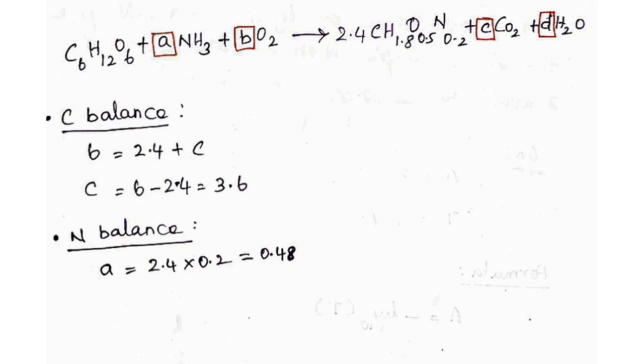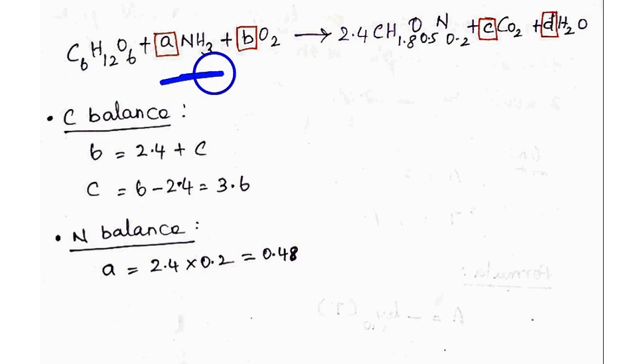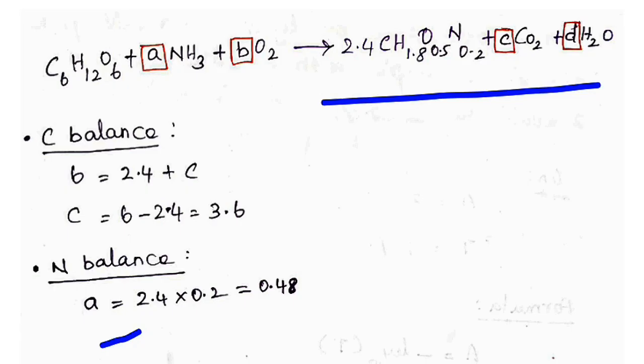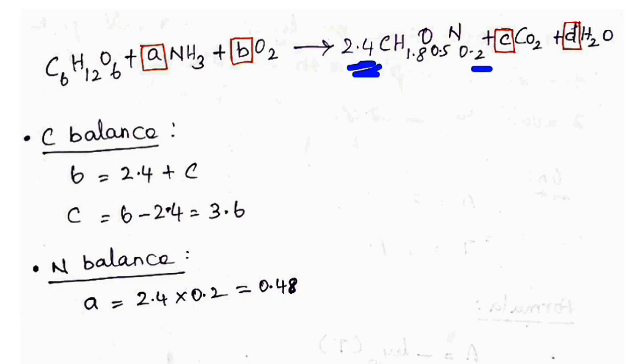Next let's balance nitrogen. Here A is the ammonia coefficient. On this side, only in biomass you have nitrogen, so the coefficient is 2.4 and the N subscript is 0.2. To calculate the number of nitrogen, you multiply the coefficient and subscript, that is 0.2 into 2.4. So A is equal to 0.2 into 2.4, that is equal to 0.48.